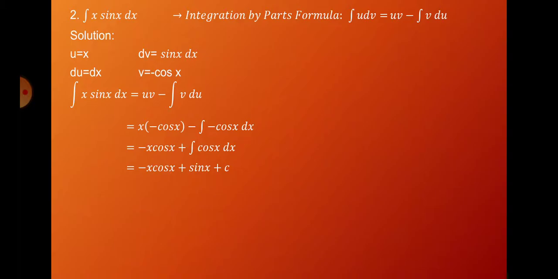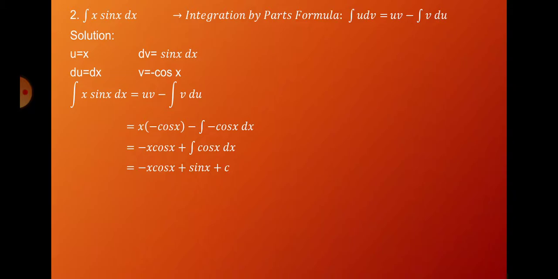Number 2 example. The integral of x sine x dx. In this part, the integration by parts formula: the integral of u dv equals uv minus the integral of v du. So here's the solution. u equals x, so du equals dx, dv equals sine x dx, v equals negative cosine x.